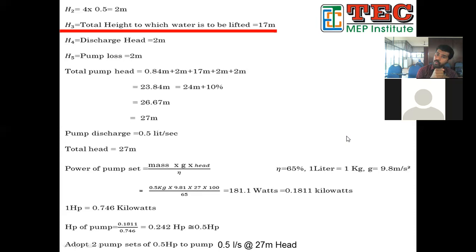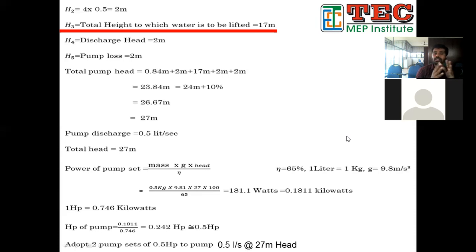Q is equal to A into V, as well as Q is equal to volume by time. That formula also should be involved in it. From there, you can find out the diameter of the pipe. So diameter also we have found. Then at last we have to find the pump capacity. So for pump capacity, we have the formula: mass flow rate into 9.8 meter square by second into the total head divided by the efficiency.